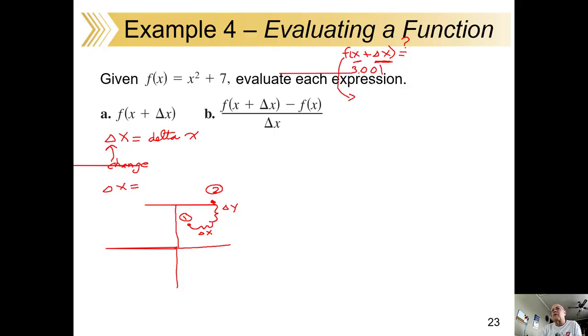Now here's a sidebar for you. The delta x can look too much like delta times x, obviously. There's another notation that is also used that I prefer to use because I like as little confusion as possible. Instead of using delta x, I prefer to use an h.